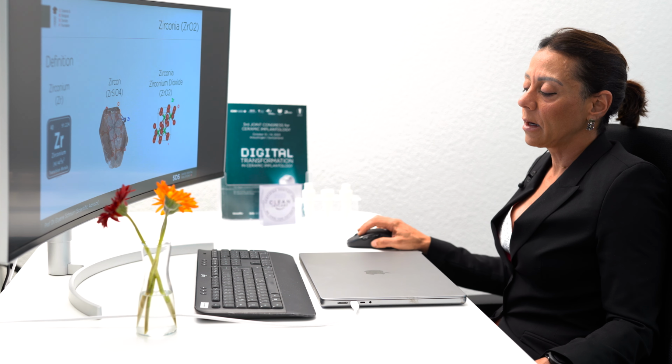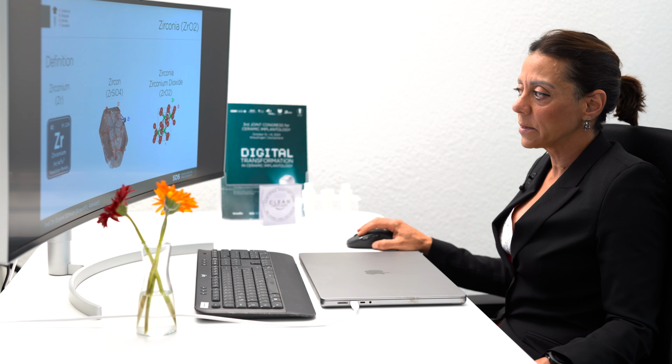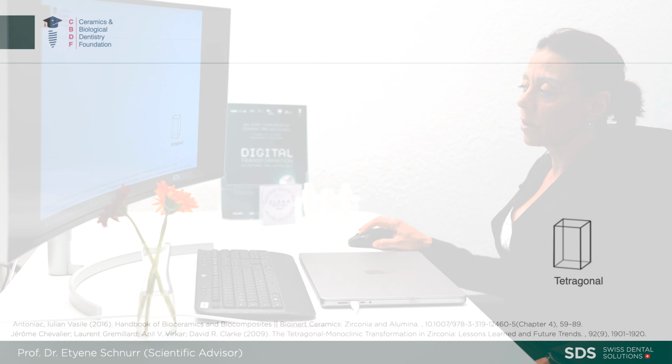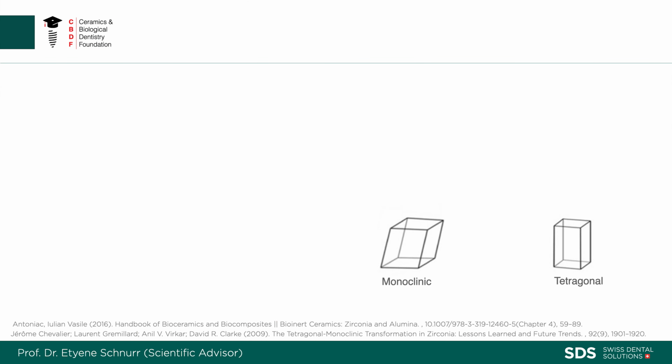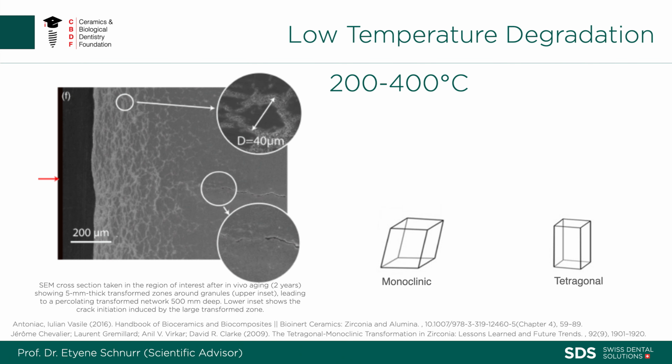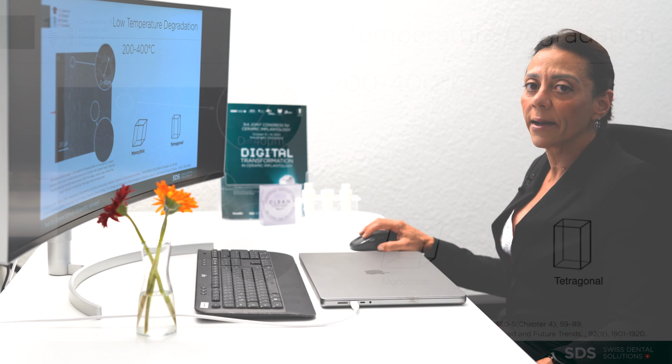Due to zirconia's properties, it is widely used in industrial applications, and the pure zirconia powder in the development of medical devices such as dental and orthopedic ceramic implants. Zirconia is a polymorph material and occurs in three different forms: cubic, tetragonal, and monoclinic.